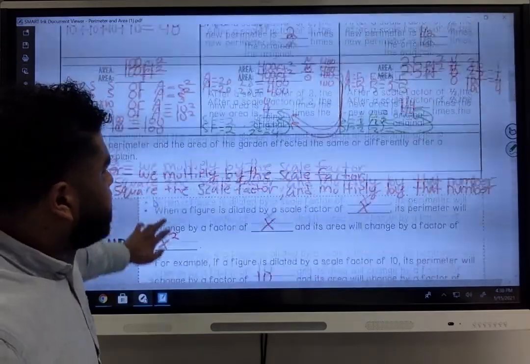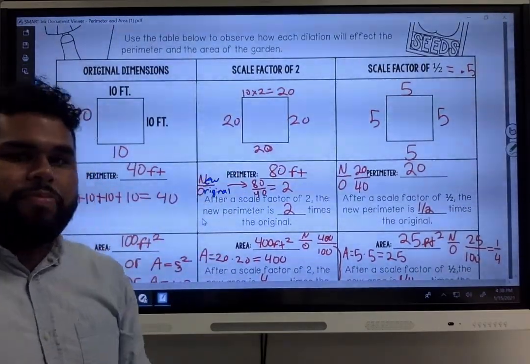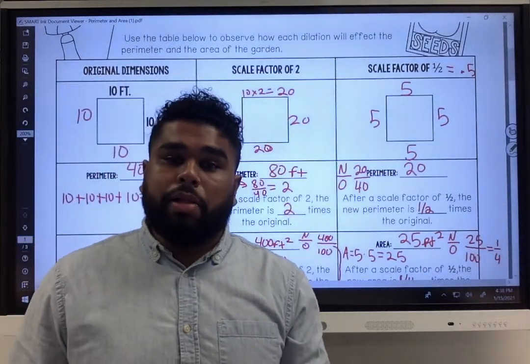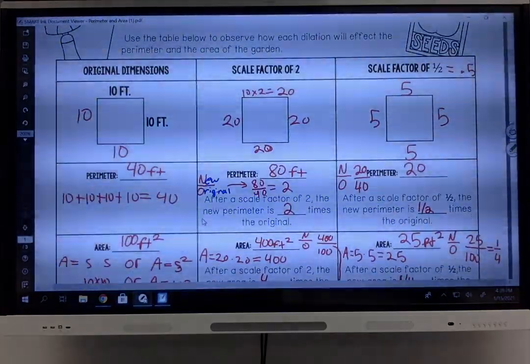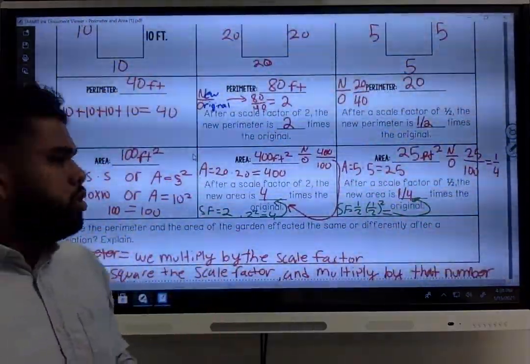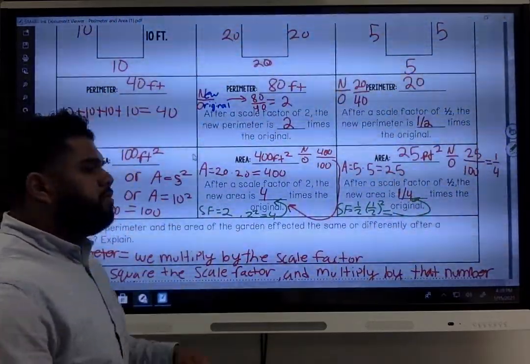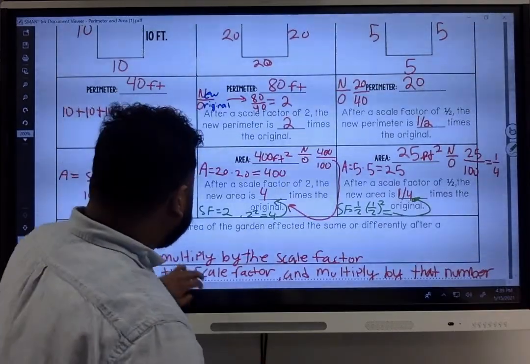Again, so let's look at this middle one. Our scale factor was 2. When we square it, remember, when you square a number, you're multiplying the number by itself, okay? So 2 squared would be 2 times 2, which is 4. Now you're going to multiply 4 by your original area, 100 feet, to find your new area, which was 400 feet, okay?